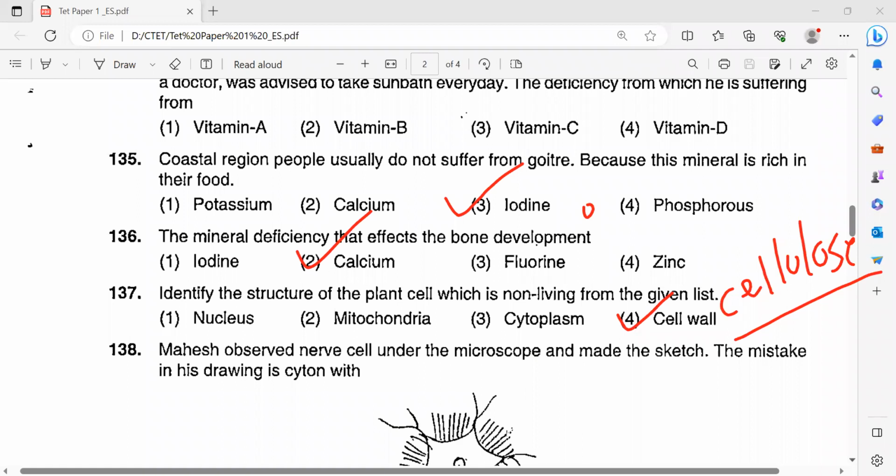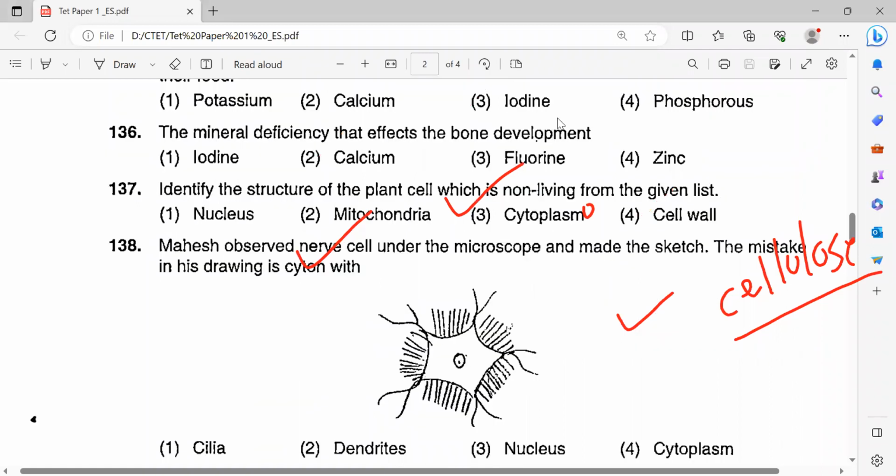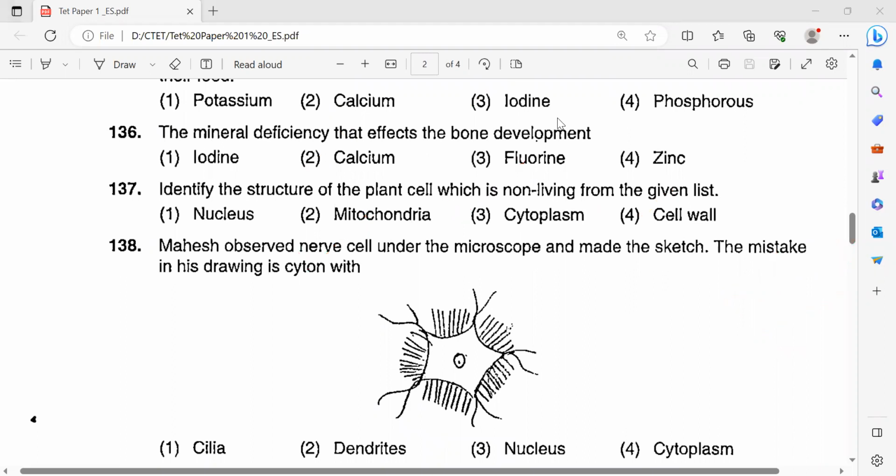The mistake in his drawing is the cyton width. Whatever you are seeing here is the cyton part of a nerve cell. Cyton, the cell body of a nerve cell. So here he drew the cytoplasm, he drew the nucleus, he drew the dendrites, but by mistake he drew this.